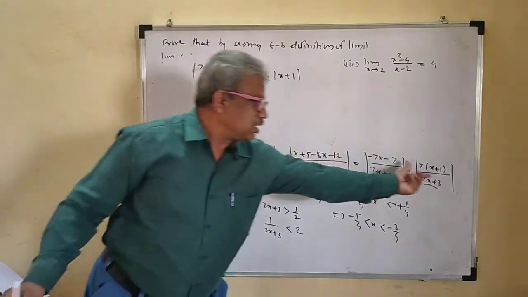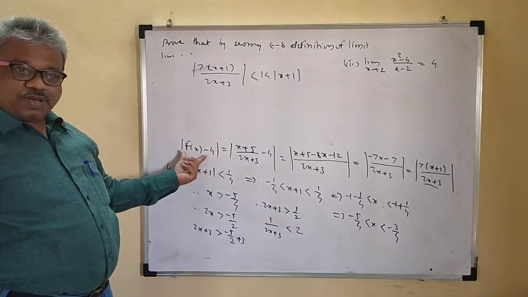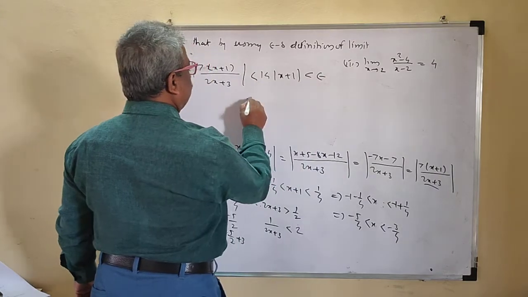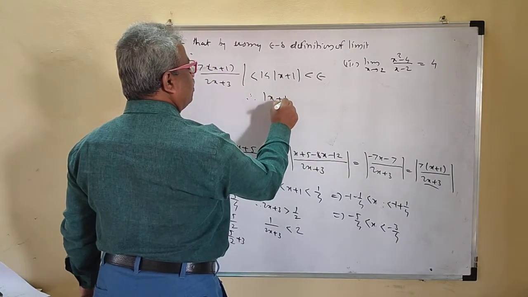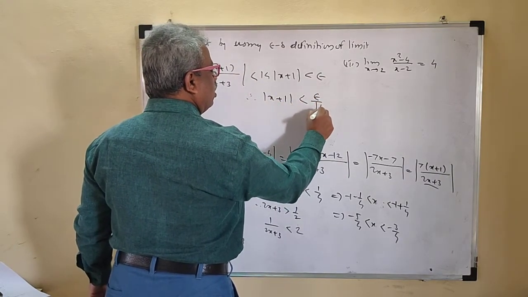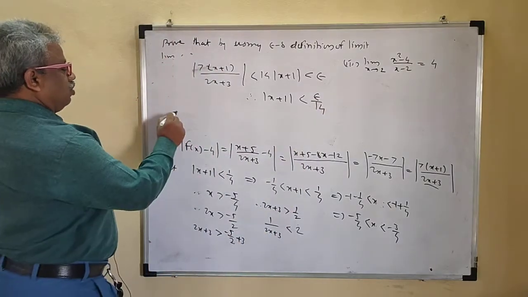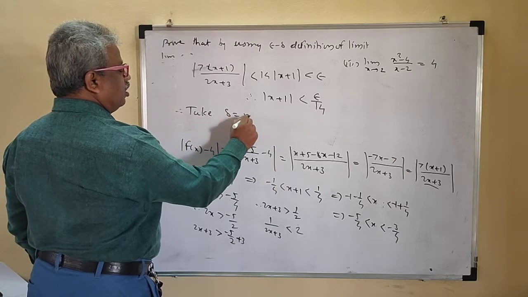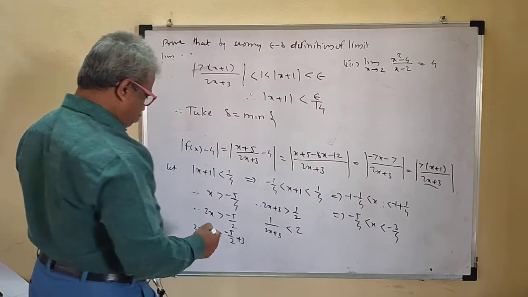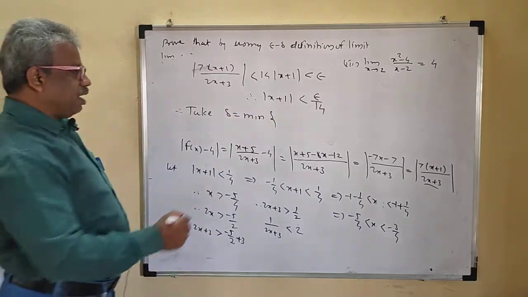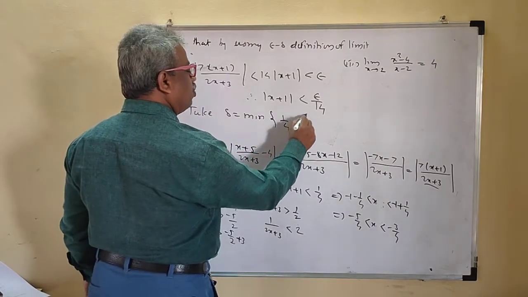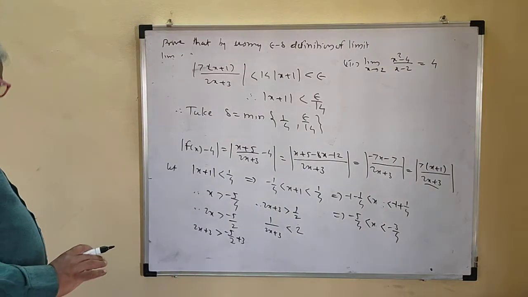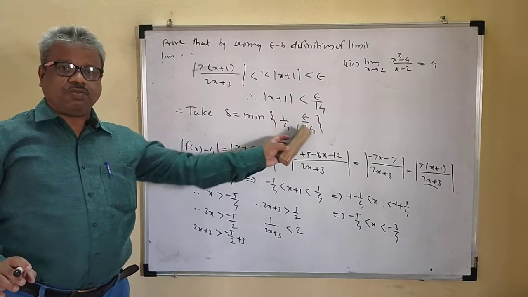This is 7x into this is your f of x minus 4, and this is less than epsilon. So therefore mod of x plus 1 is less than epsilon by 14. So therefore what? Take delta is equal to minimum of, what we have taken? X plus 1 is 1 by 4. So you have taken 1 by 4. So it works now. So that means this delta is the minimum of this or this.